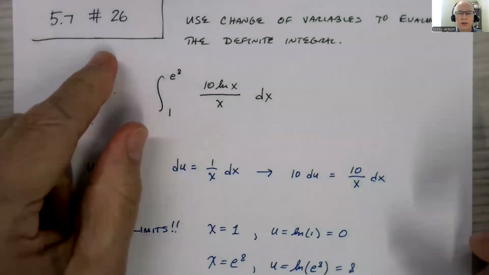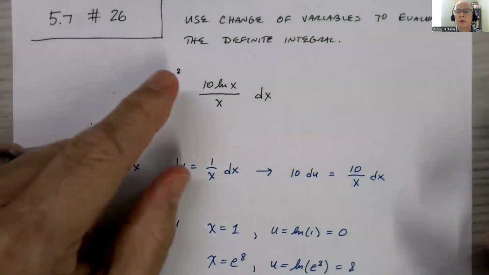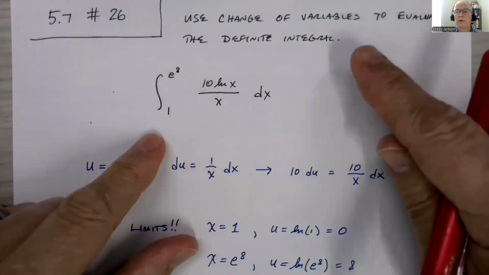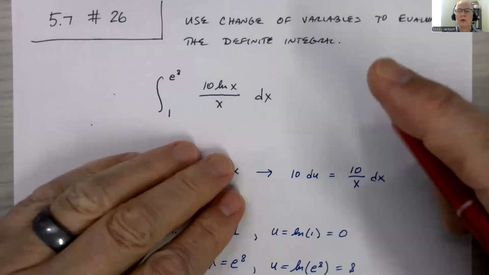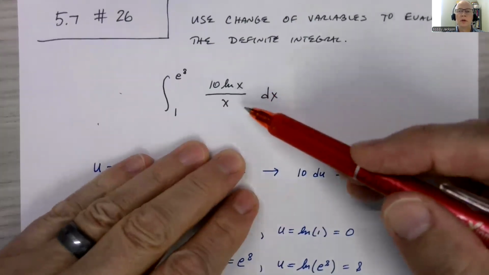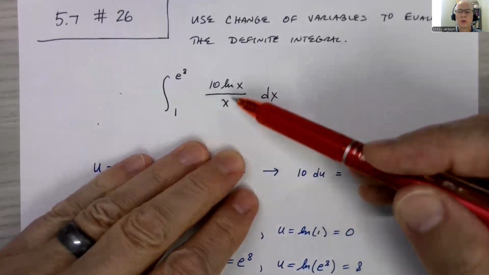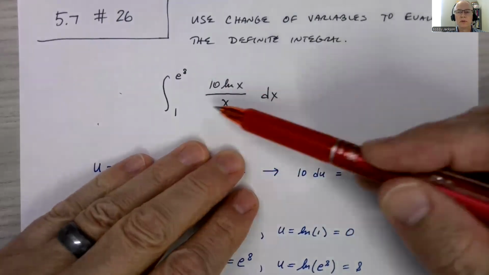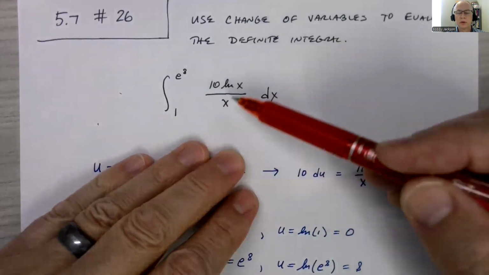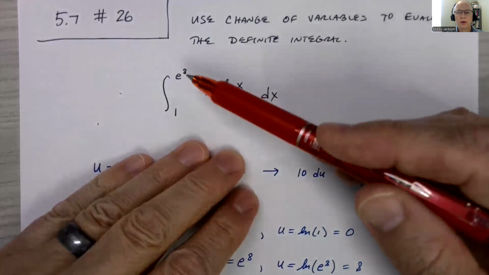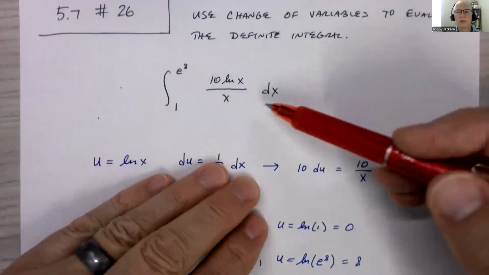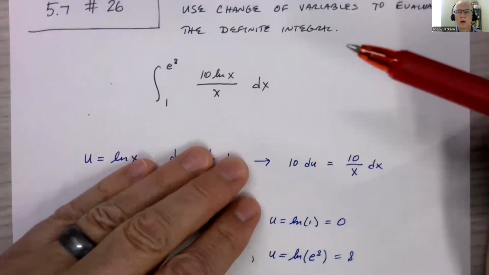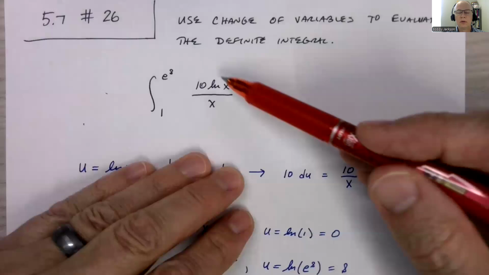Take a look at number 26 in 5.7. We want to use the change of variables formula to evaluate the following definite integral. So remember what we're doing there is we're going to do a substitution. And of course, we're going to transform. If I choose u to be my substitution variable, I'm going to transform this integral into the u variable. I'm going to also change the limits of integration and then evaluate that with the fundamental theorem of calculus part 1. Now, how would you evaluate this integral?